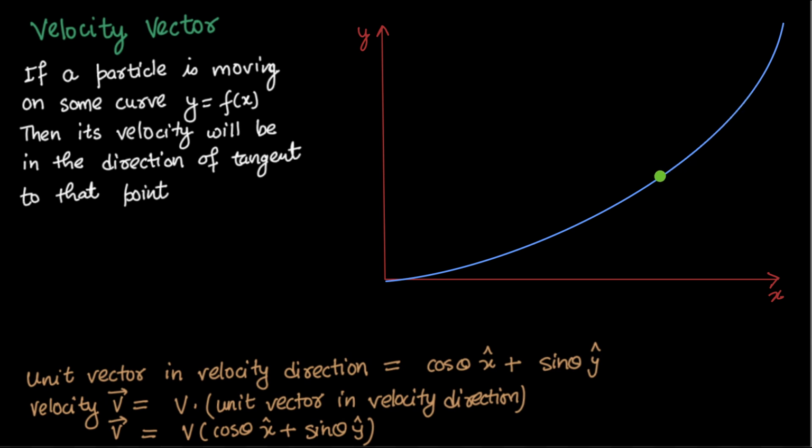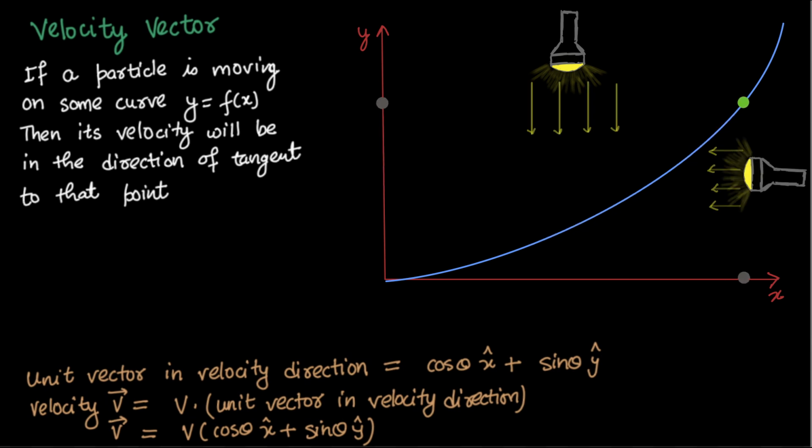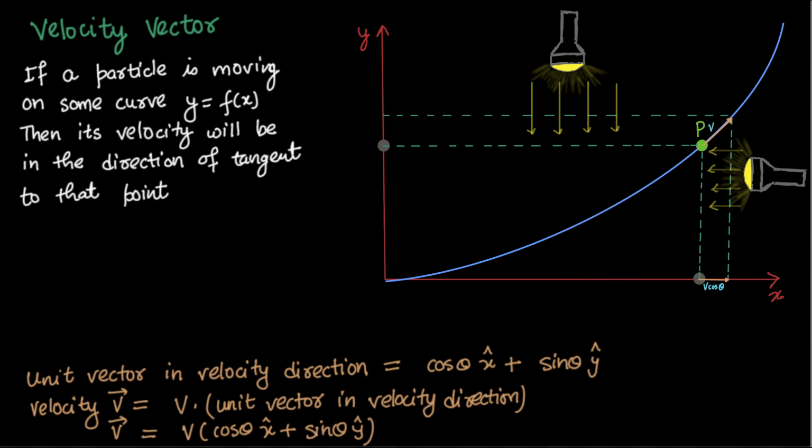If we put a light above the curve and assume that the rays are coming parallel to the y-axis, then a shadow of the particle will form on the x-axis. Can you guess with what speed the shadow of the particle is moving along the x-axis when the particle is at point P? That is v cos theta. Can you again guess with what speed the shadow of the particle is moving along the y-axis at that moment? That is v sin theta.